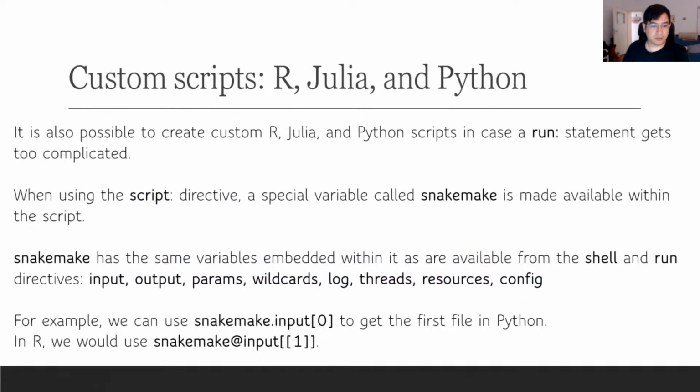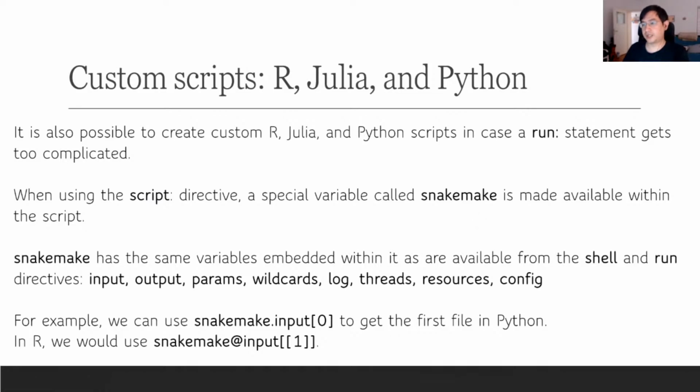So I mentioned previously that it's also possible to modularize the pipeline by creating separate scripts in case, for example, a run statement gets too complicated. So you can create a set of scripts that can live in a scripts directory. And there's a nice feature when using scripts with Snakemake. When you're using this script directive, you get a special variable called Snakemake, which is made available to the script.